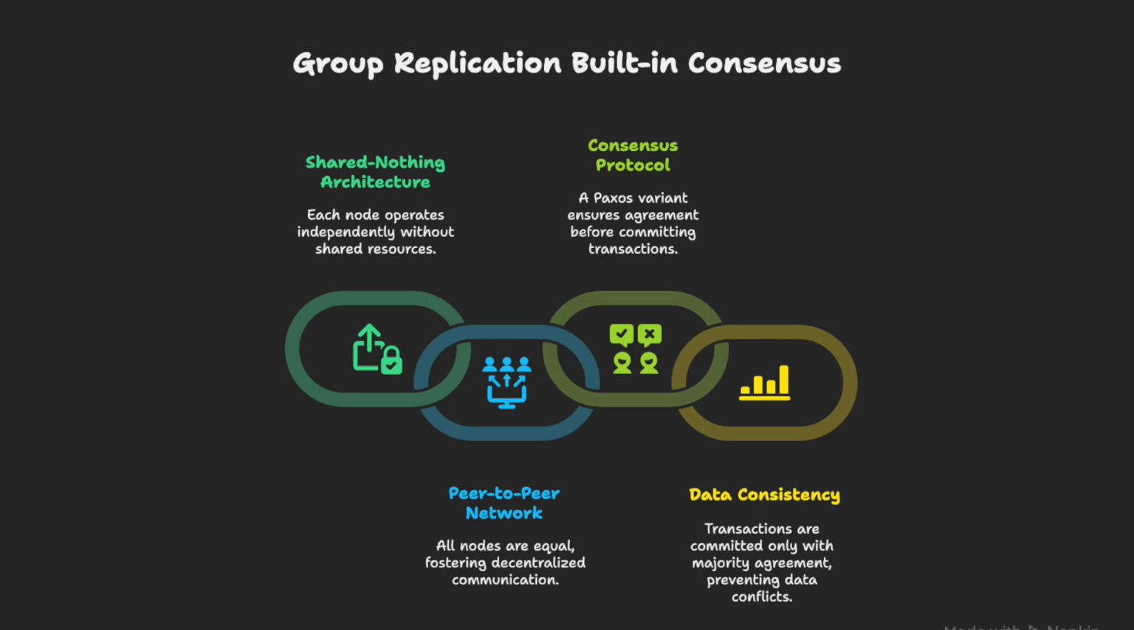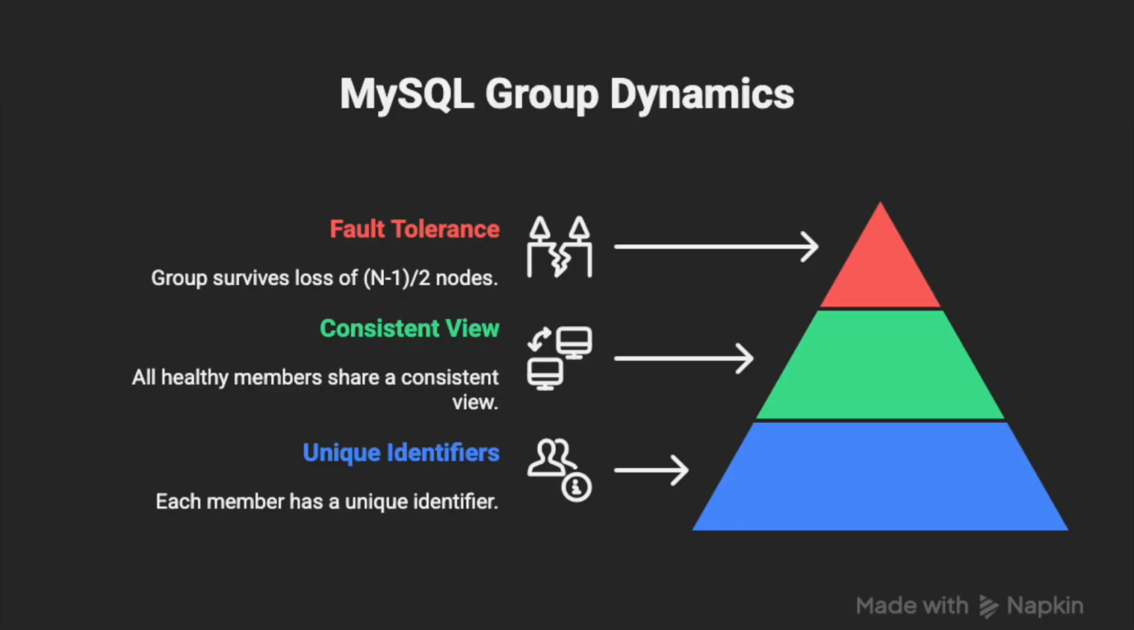Exactly. That's a great analogy. What's really fascinating architecturally is the move away from that master-slave model entirely. It's a shared nothing, peer-to-peer setup. Every node in the group is essentially equal. And the revolutionary part, I think, is embedding a consensus protocol, a Paxos variant, directly into the database layer itself. So it's not just bolted on.